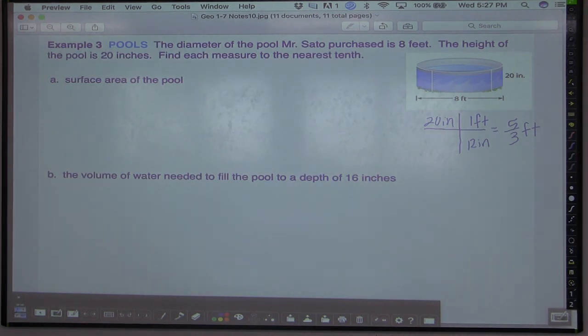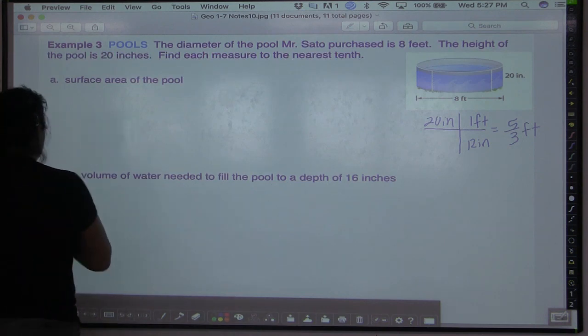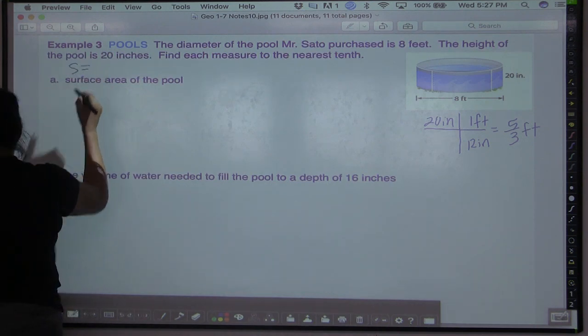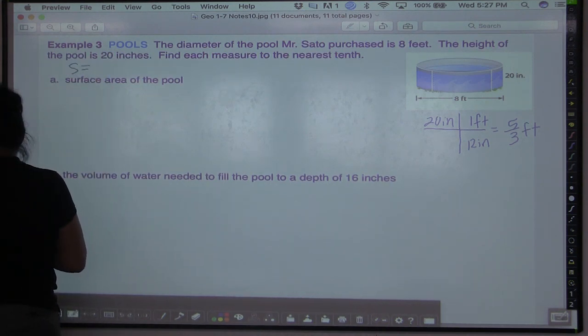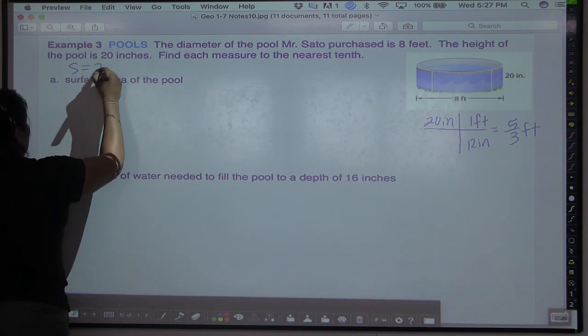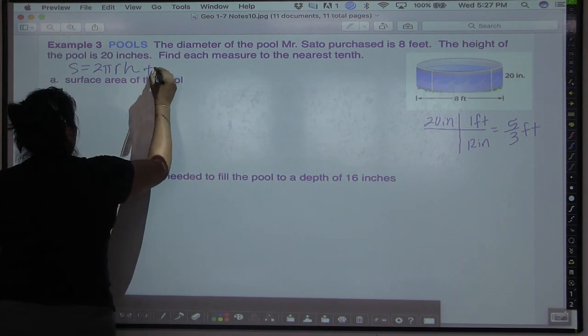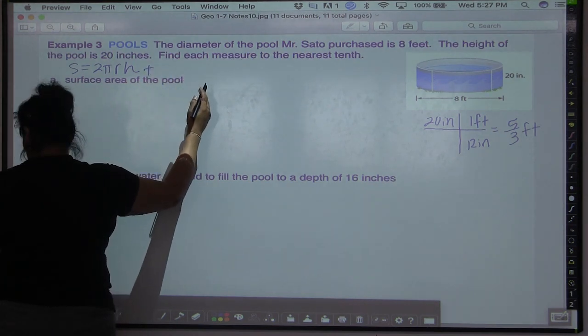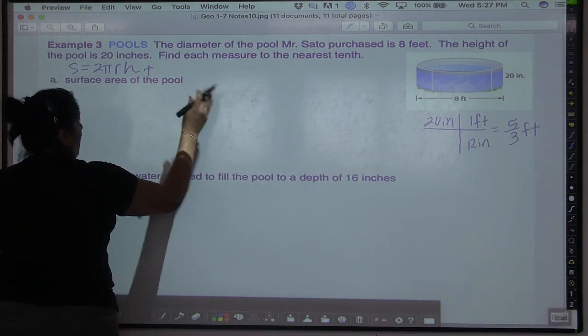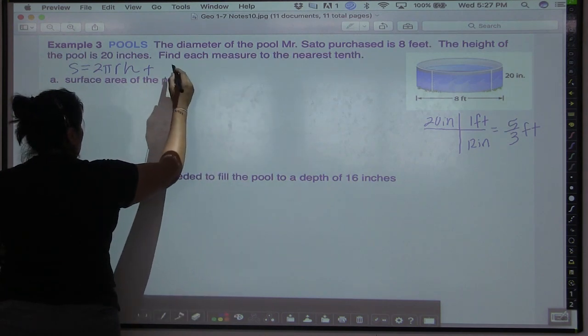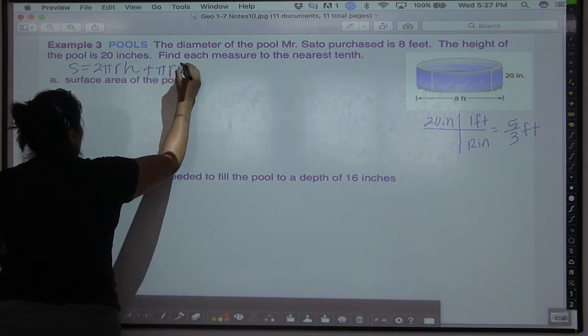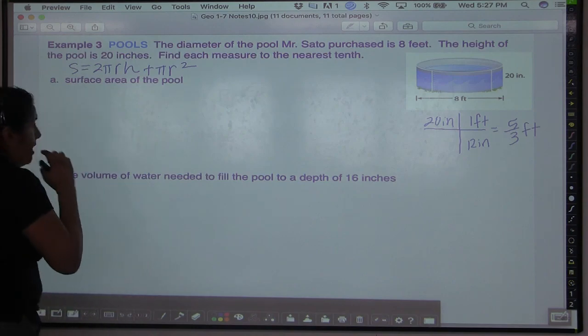So again, first thing we need to do is have the formula. But remember, we're going to modify the formula just a little bit. So surface area is equal to, this is again from that page that I showed you earlier, 2 pi r h plus normally 2 pi r squared. But since we only have one base, we're not going to put 2 pi r squared. We're going to put pi r squared, just 1 pi r squared.